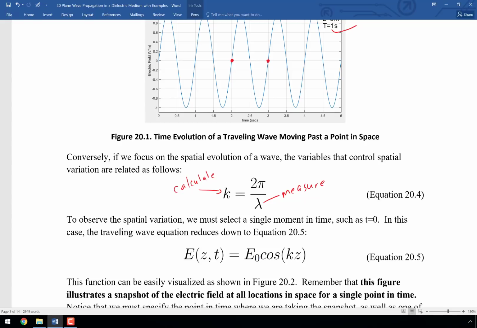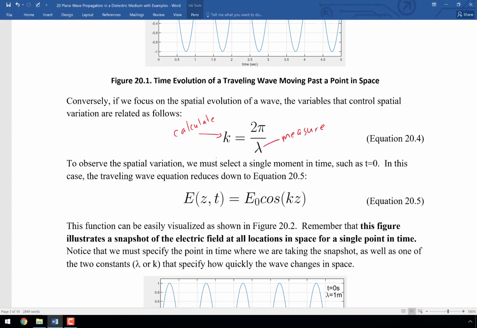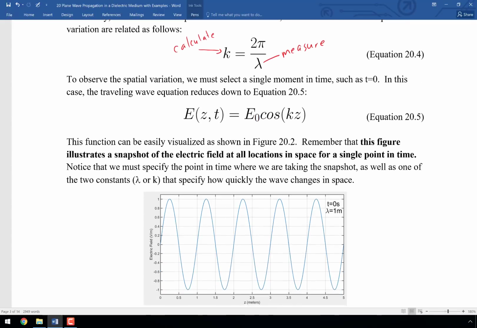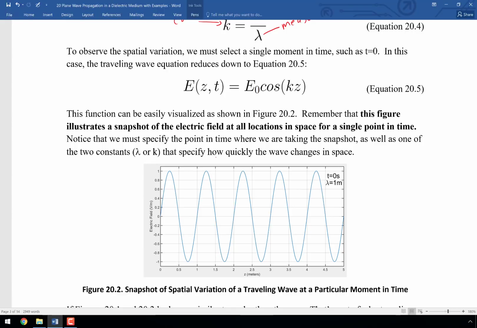And of course, equation 20.1, if we eliminate omega times t, if we just choose t equals 0, say as the moment of our snapshot, then that would reduce down to E sub 0 cosine of kz. Remember that equation and this figure, which follows right here: we're taking a snapshot in time, but we're looking at all of space. So notice that down here, the x-axis is z in meters. We're taking a snapshot at t equals 0, and this says that lambda is 1 meter. Again, we can pick any point that we want. I'll take 1 meter here.